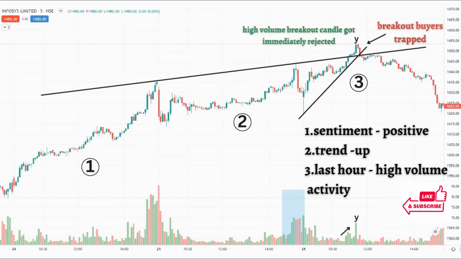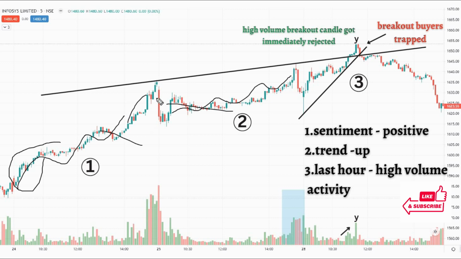See here, huge price movement towards the upside without much pullback. The correction should be very, very shallow or weak. Why? Because we want the buyers to be very, very aggressive. The bulls should be very, very aggressive. Aggressive buying. Okay, so if this kind of setup occurs, the success rate of this setup is 70 to 80%.